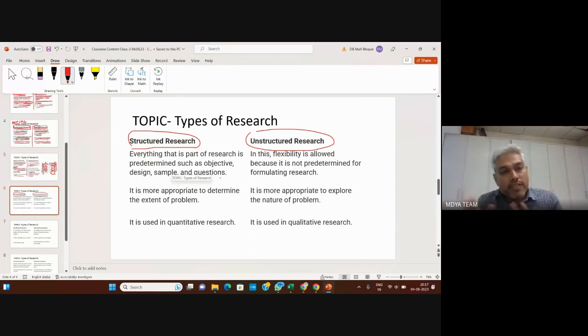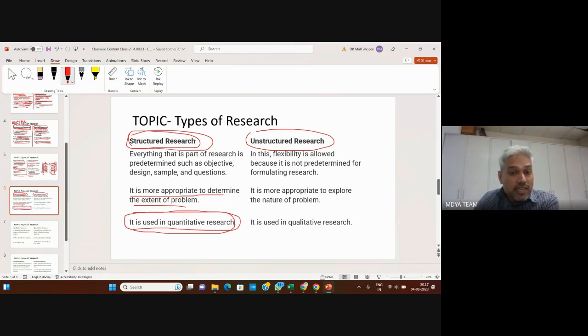And there are a lot of designs for research. On a particular design, you will collect your sample data, and you will analyze it. So this is a step and a process. As we have learned, research is just systematic. We have already learned in the objectives that research is a systematic process. So structured means systematic. It is more appropriate to determine the extent of a problem, and it is used in quantitative research, right? It is used in quantitative research.